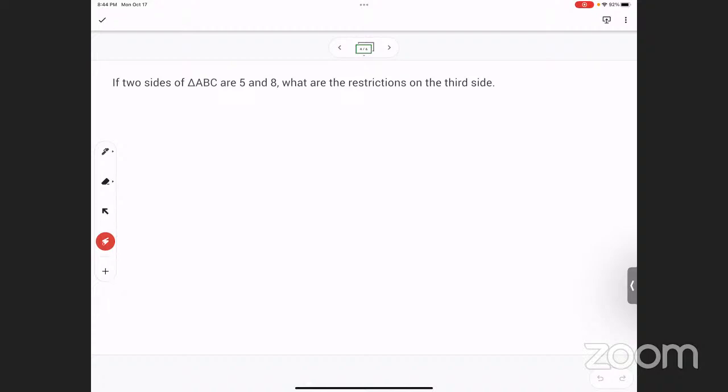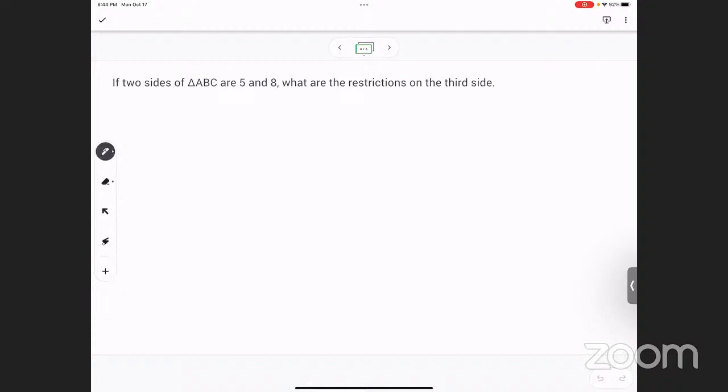If two sides of triangle ABC are 5 and 8, what are the restrictions on the third? Well, you know the triangle inequality theorem, I think it's called: one side of a triangle always has to be smaller than the sum of the other two sides. You can't have a triangle otherwise. Think of it like this.